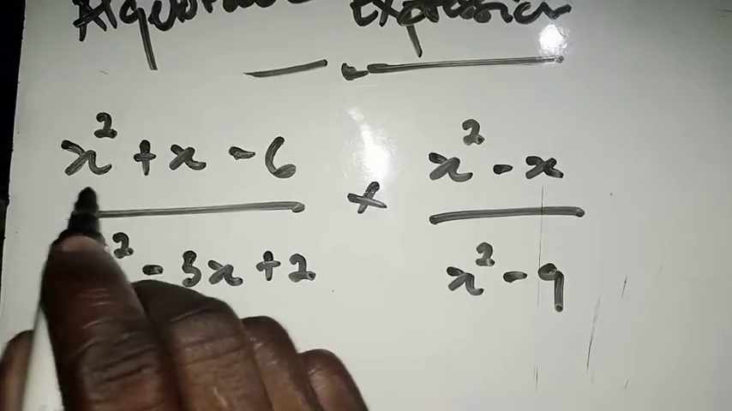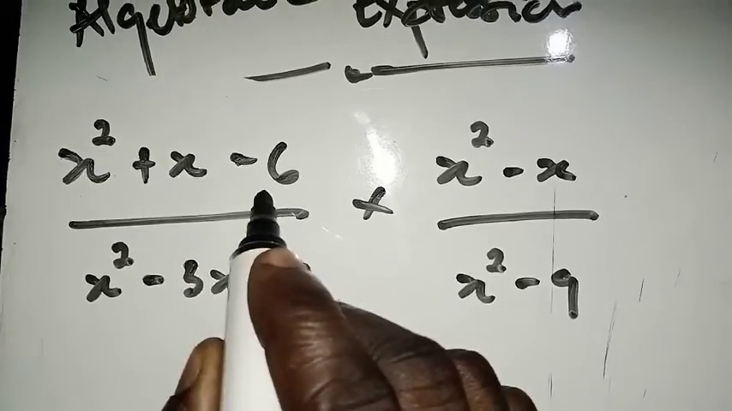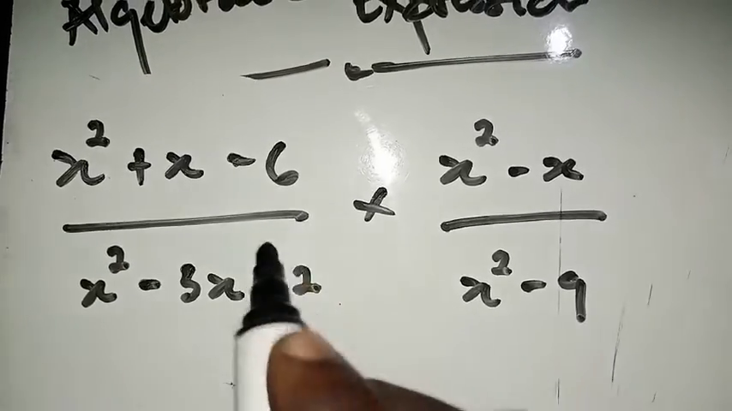The first step is to factorize this quadratic expression here. So this is a quadratic, and you are going to factorize it using the factorization method.